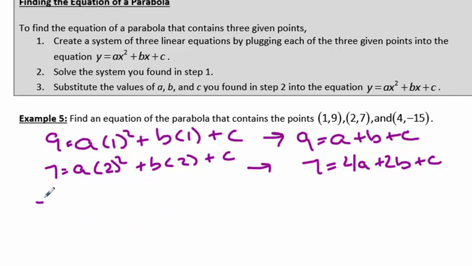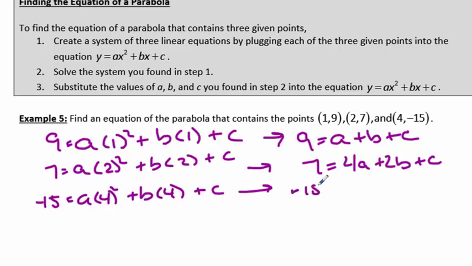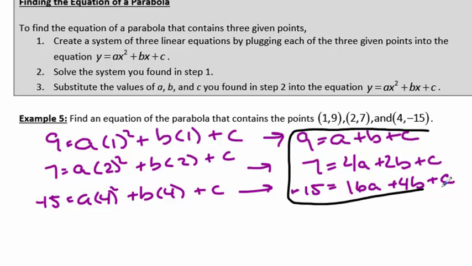And third, the y value is negative 15, so negative 15 equals a times 4 squared plus b times 4 plus c. So it would be negative 15 equals 16a plus 4b plus c. Okay. So to write the equation for this parabola, we need to solve for a, b, and c. We're going to be solving this system.